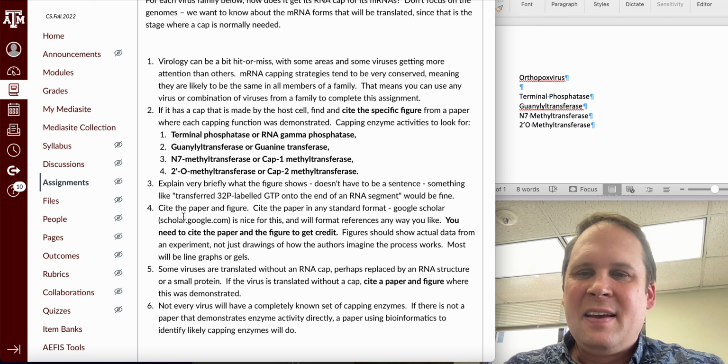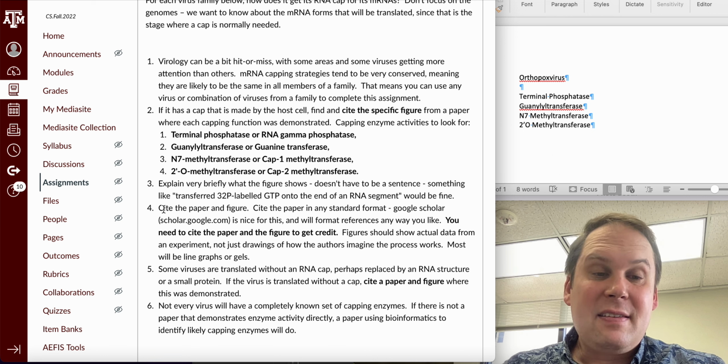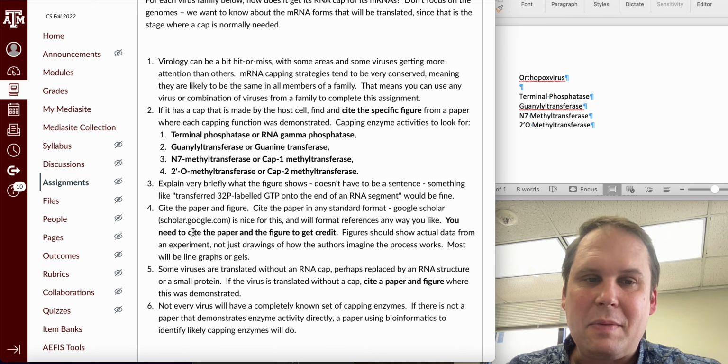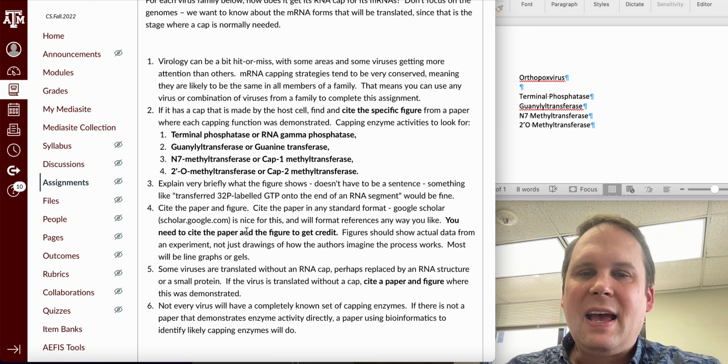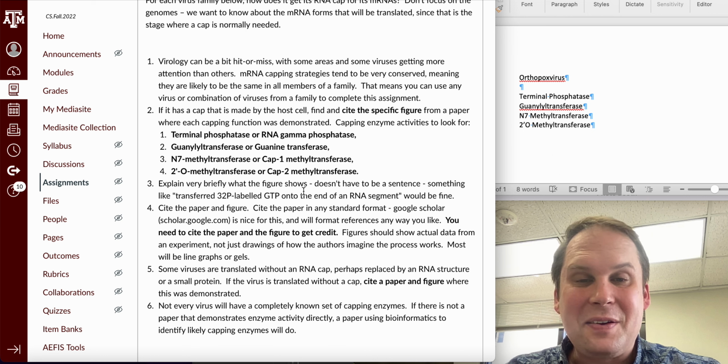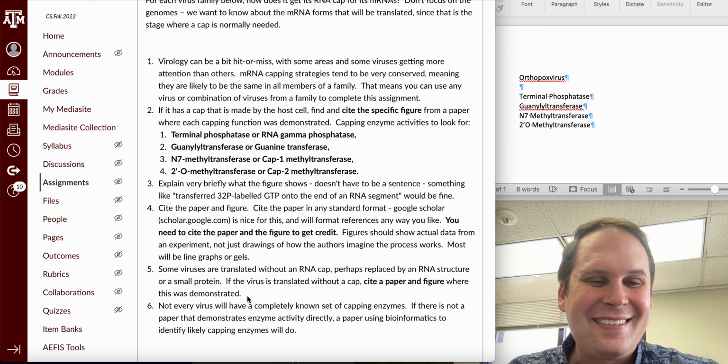Then you're going to cite the paper and the figure that it came from. So you give me that little fragment, and then you cite the paper and figure. You can put that in any format. Google Scholar is great. It'll flip between the formats. If you just call up the paper in there, you can select which one you want, and that's fine. And then you need to tell me which figure your sentence is referring to. And again, it doesn't have to be a sentence. It can be like a bullet point.